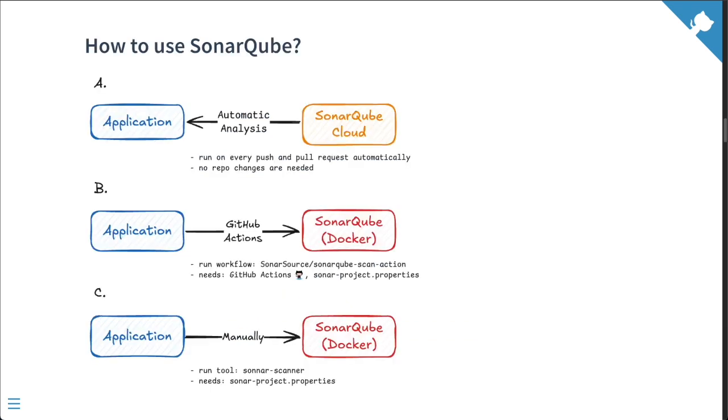How to use SonarQube? There are 3 main integration paths, A, B, C, and we will cover all 3 in this talk, starting with the easiest one. A: SonarQube Cloud, fully automated, no infrastructure needed, runs on every push and pull request. B: SonarQube plus GitHub Actions, a CI/CD pipeline with a self-hosted instance. And C: SonarQube CLI, manual work, running the scanner locally from the command line.